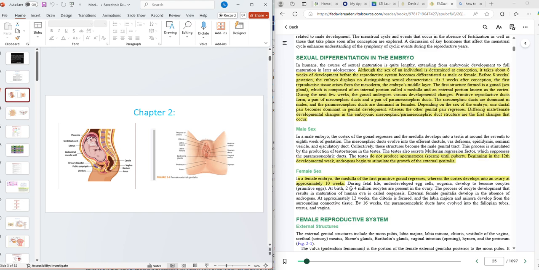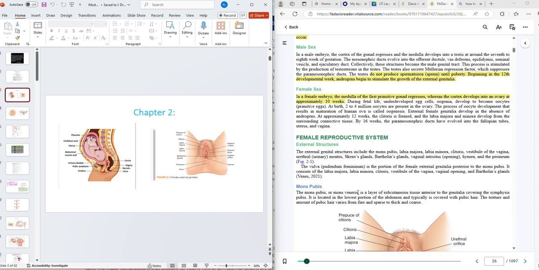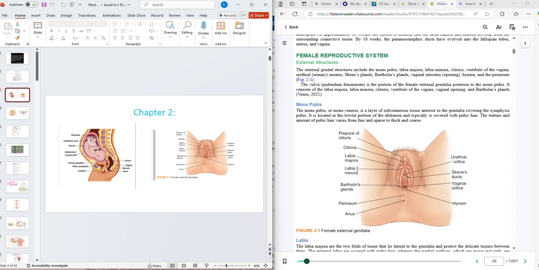In the male sex, the first primitive gonad regresses, whereas the cortex develops into an ovary at approximately 10 weeks. You have a picture of the mons pubis. This is the external genitalia of a female.